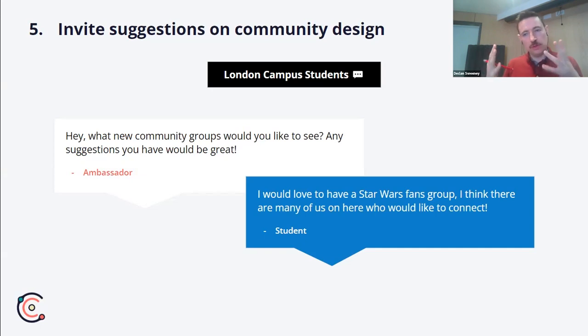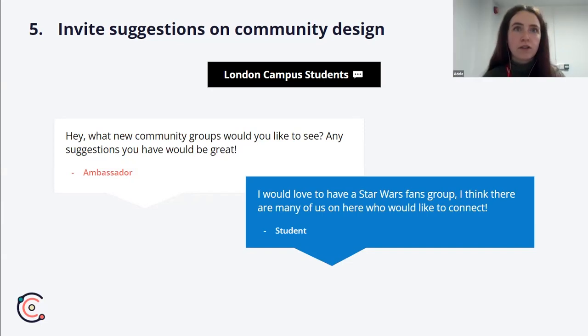And if you don't change and you leave it quite rigid, they will spin off somewhere else and start them anyway. So exactly. I think it's really nice for the students as well to show that you as a university value their input, and that you're actively asking them.